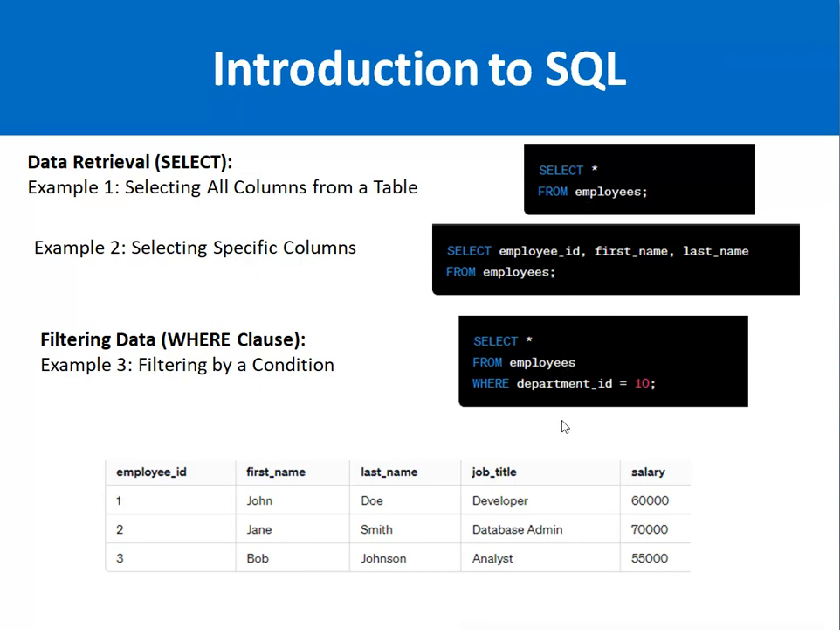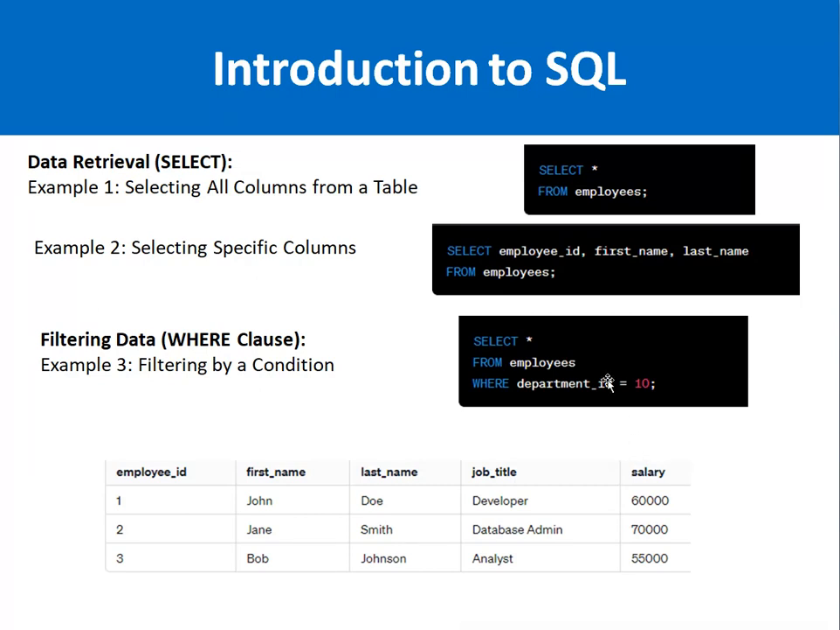If you want to get specific columns from a table, you can write select employee ID, first name, last name from employees. It will only retrieve the data of employee ID, first name, and last name, and the job title and salary will not be retrieved.